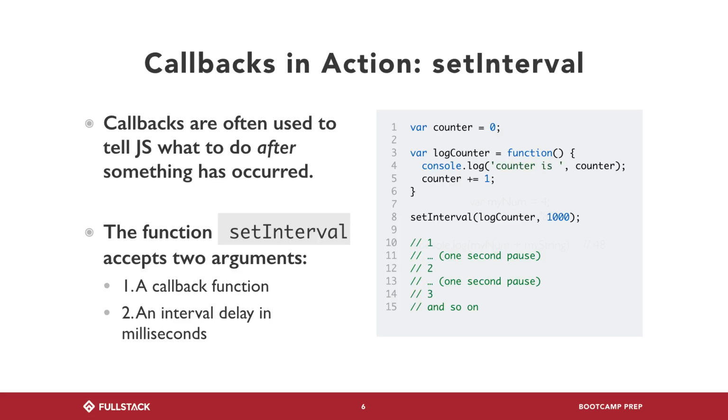What set interval does, like I said, it's a real world use case, and it takes in 2 arguments. The first argument is a callback function. We know what that is. We call it a callback function. It's really just what?